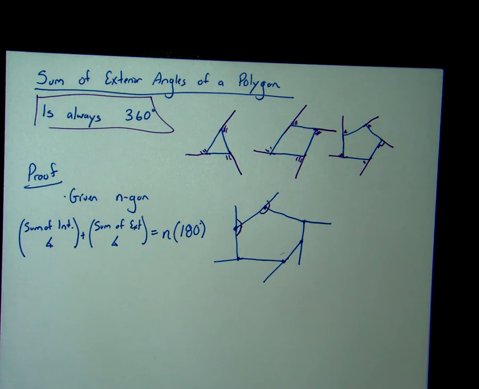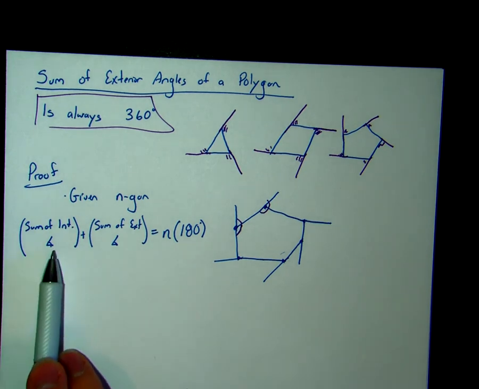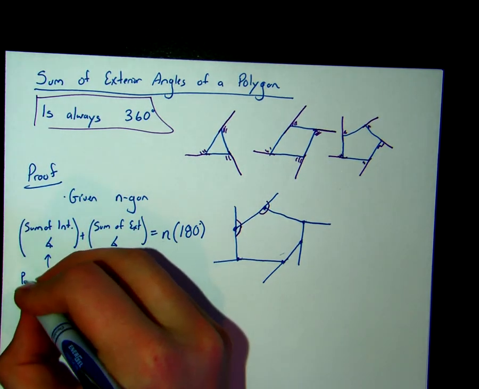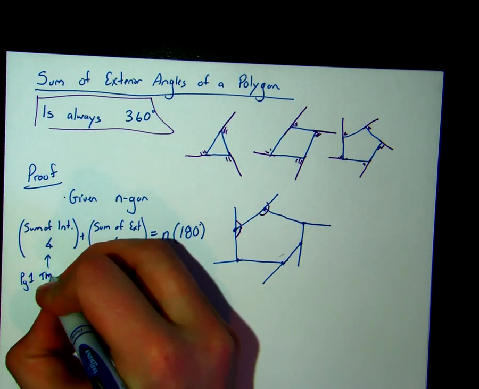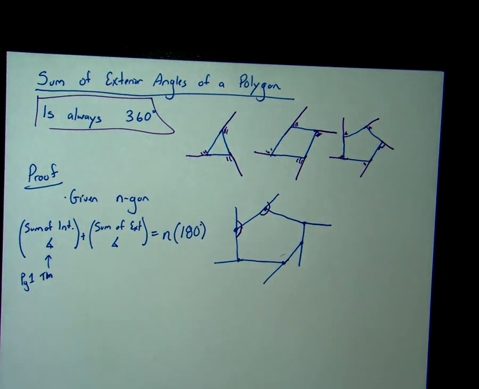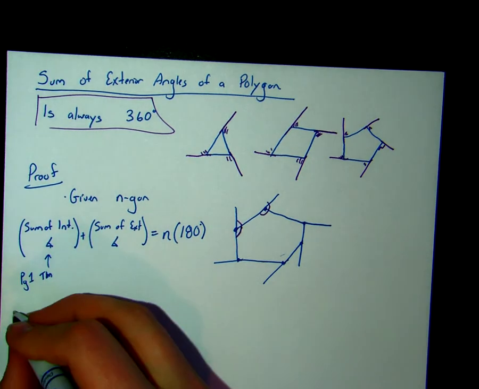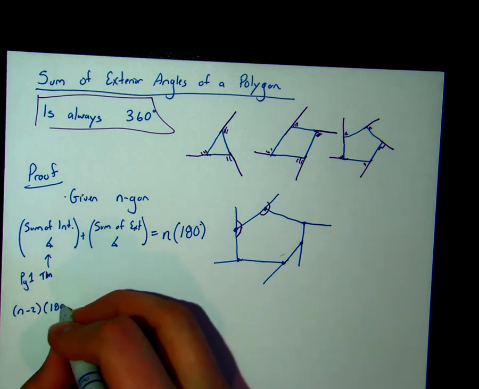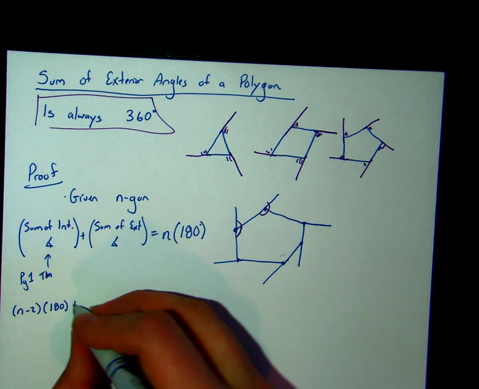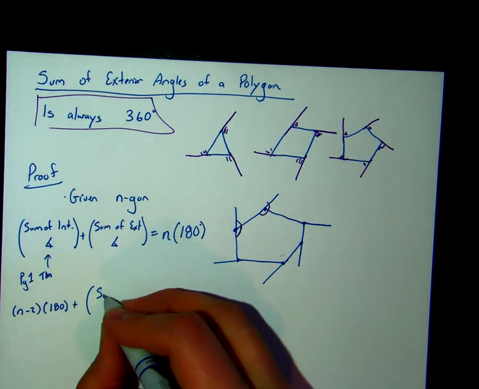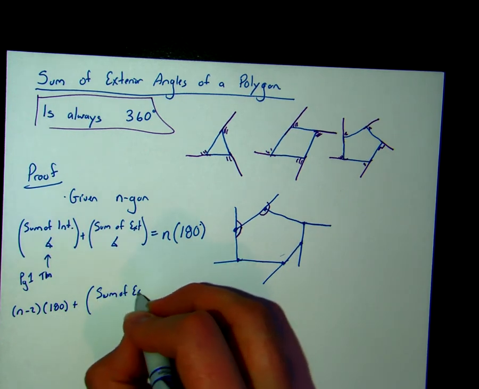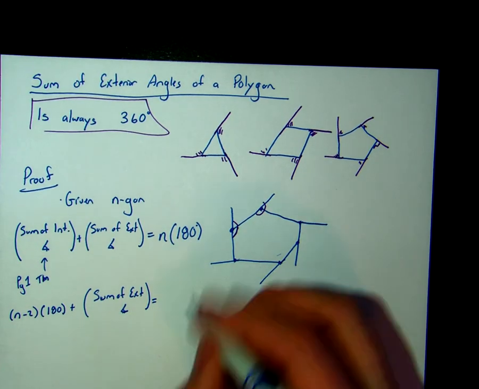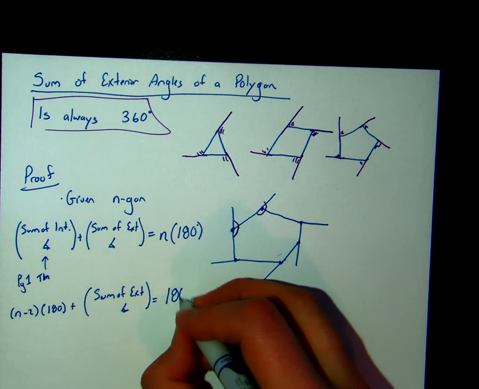And we actually know what this is. This is our theorem on the first page. The sum of the interior angles was the number of sides minus 2 times 180 degrees. So I can just substitute that. So that plus the sum of the exterior angles is equal to n times 180. I'm just going to call that 180n now.